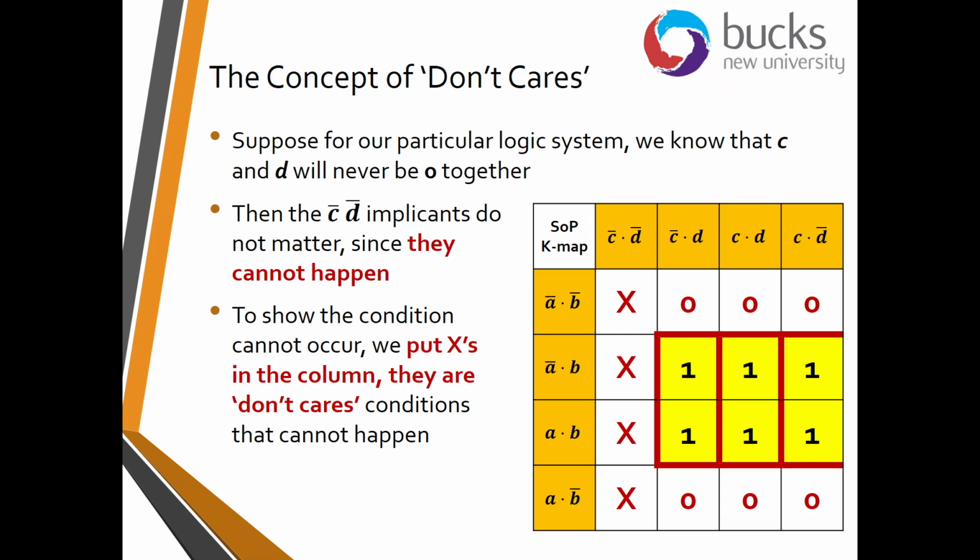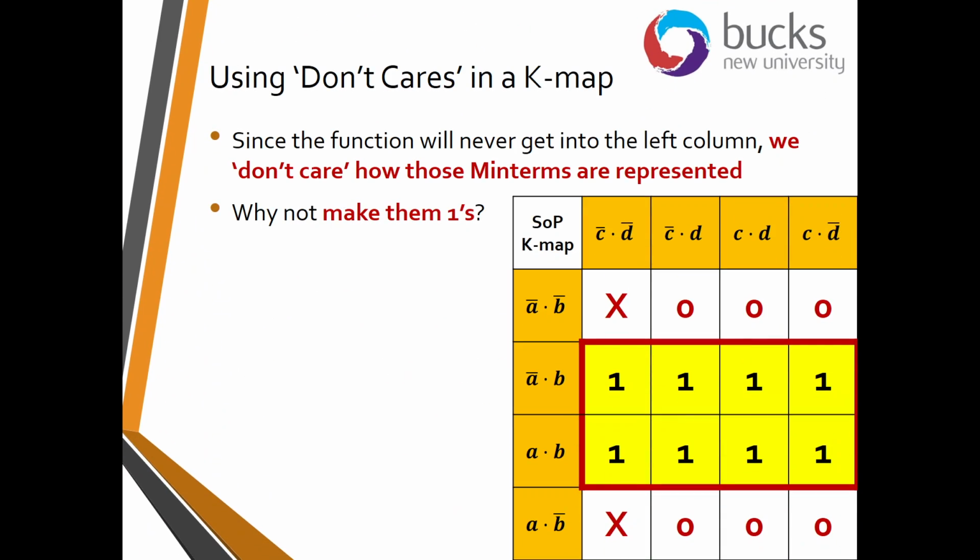Okay, so when not C and not D, those implicants do not matter since they cannot happen, and to show the condition we simply put X's in the column that are essentially our don't cares. So in this case, not C and not D becomes don't cared out, and because of that we could then make a prime implicant group. As we don't care about them, it doesn't matter if they're 0 or 1, why don't we just include them then? Why don't we just assume they're 1s and add them to our min term group?